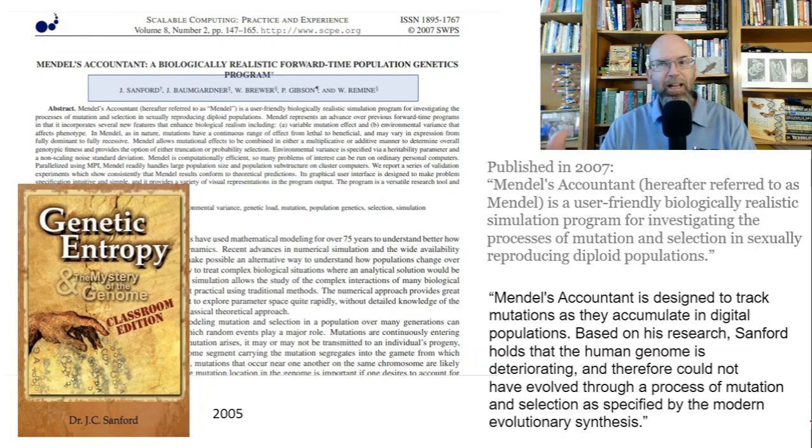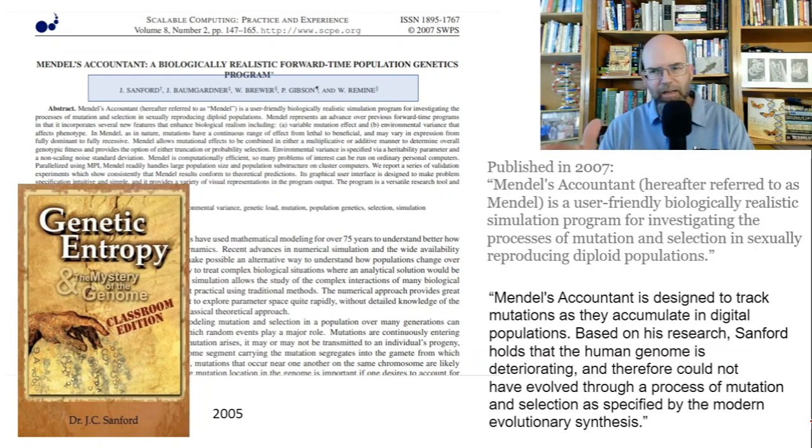It's an attempt to be biologically realistic, but let's face it, it's really hard to be biologically realistic in any software program that is simulating real life. "For investigating the processes of mutation and selection in sexually reproducing diploid populations." All right, that's their description of what Mendel's Accountant is.